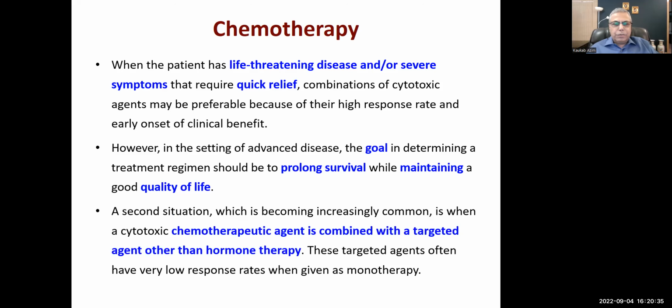A second situation which is becoming increasingly common is when a cytotoxic chemotherapeutic agent is combined with a targeted agent. Now in the drug list, I showed you so many targeted agents. Some of them I'm going to show you once again, other than hormone therapy, okay? These targeted agents, that's the problem, are very expensive, but they have very limited use. They are used in very specific situations. For example, some of them will be used when there is a mutation of the BRCA gene, all right?